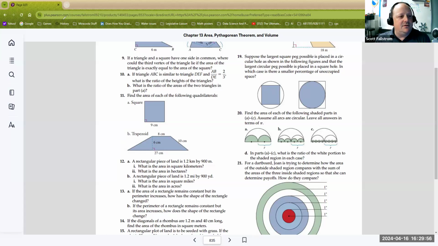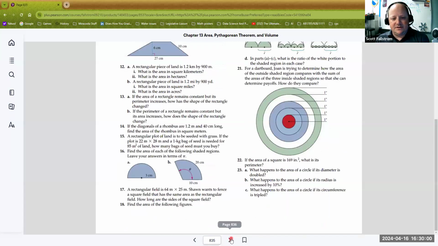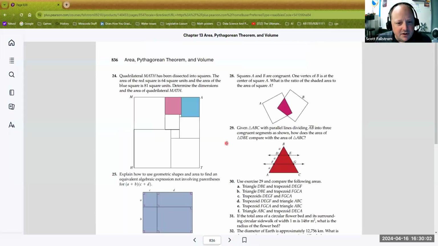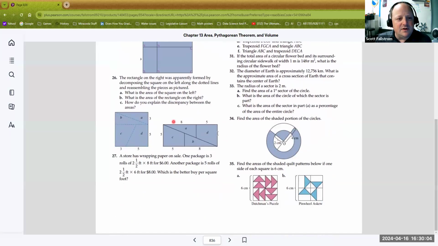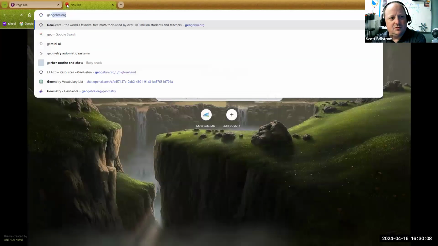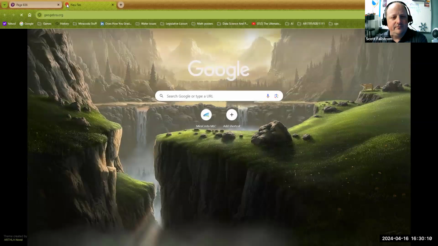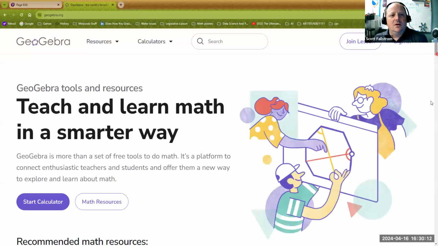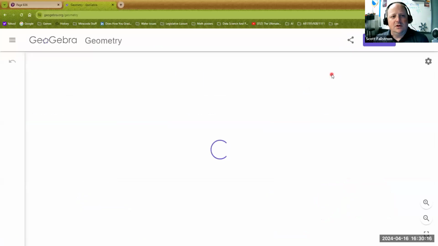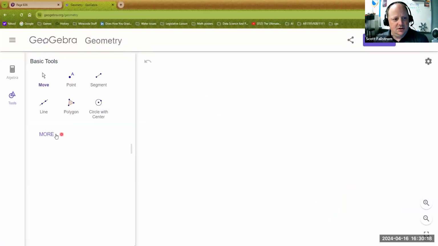All right, let's jump down to 26. Not on this page. Next page. 26. This might be a good one for GeoGebra. Let's take a look. We'll do a little geometry.